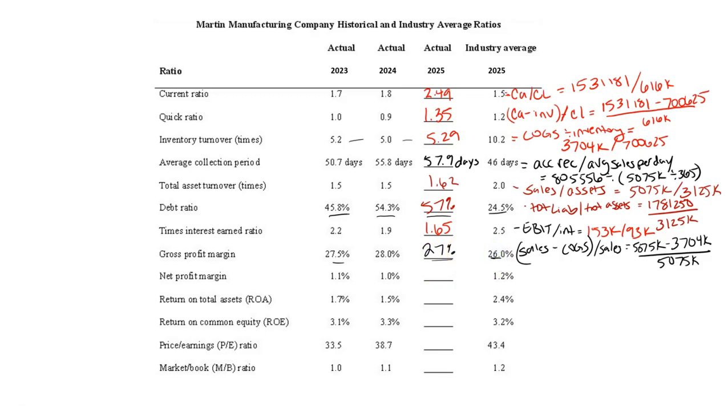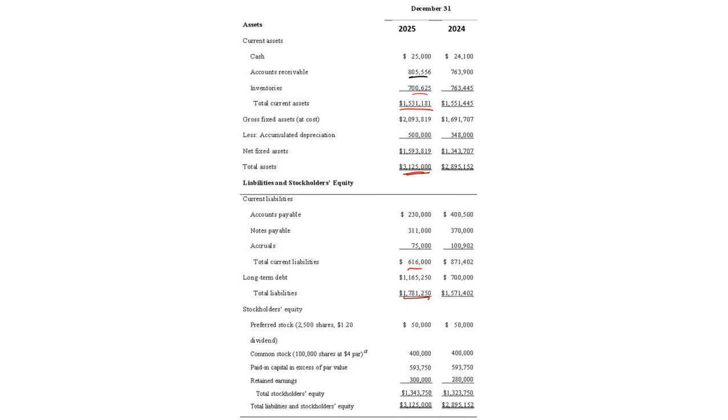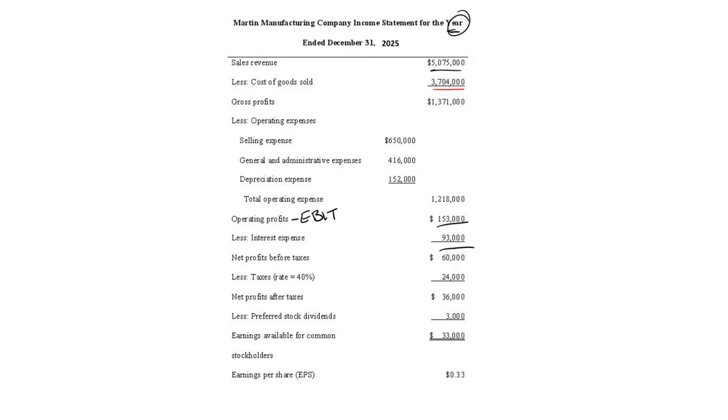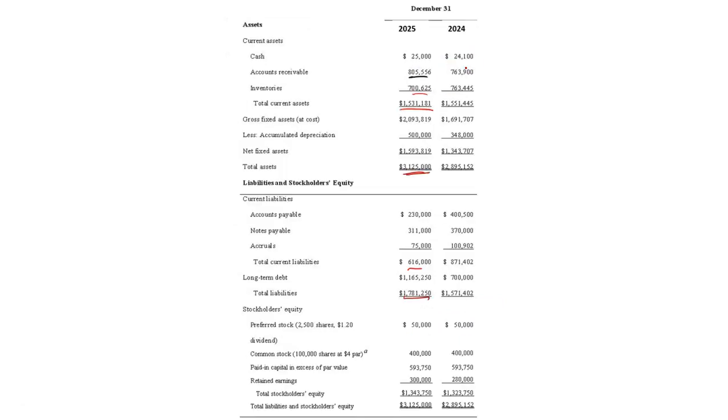So let's move on to net profit margin. Net profit margin is earnings available to our common shareholders divided by sales. Earnings available for common shareholders is $33,000, and sales is $5,075,000.